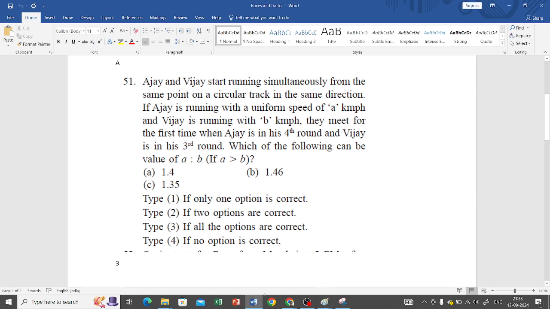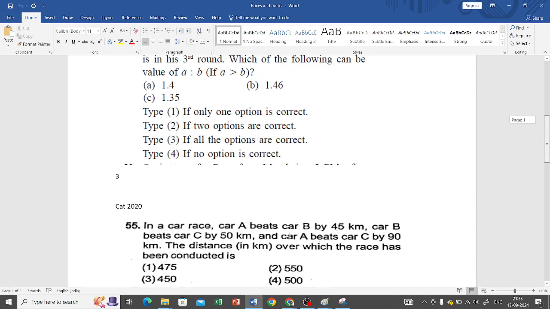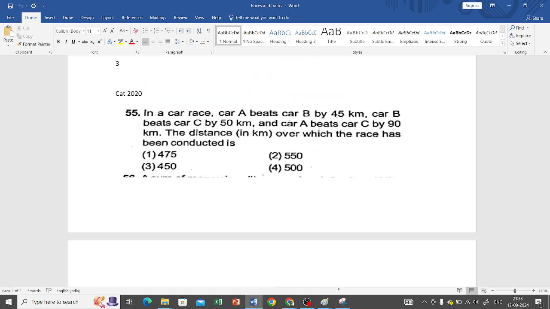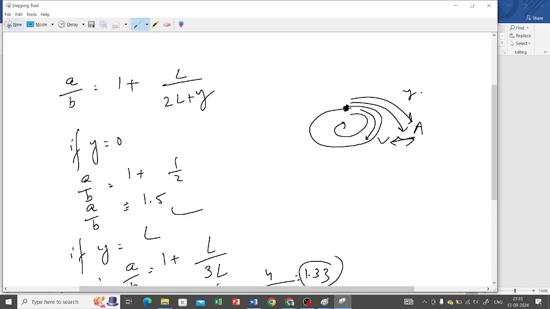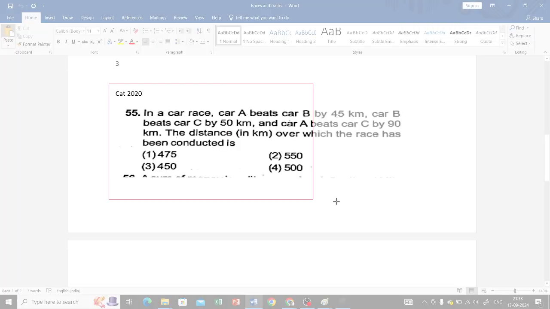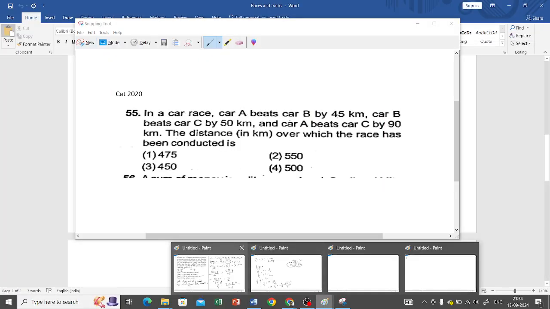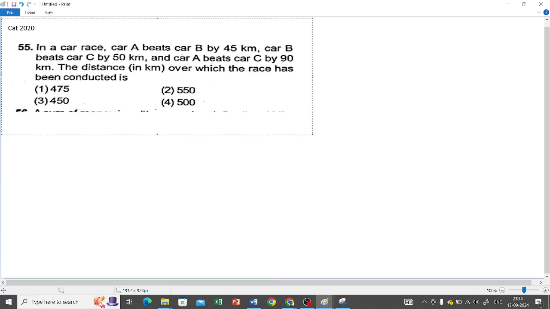Let's do the next one. Let's try this sum. It's a CAT 2020.